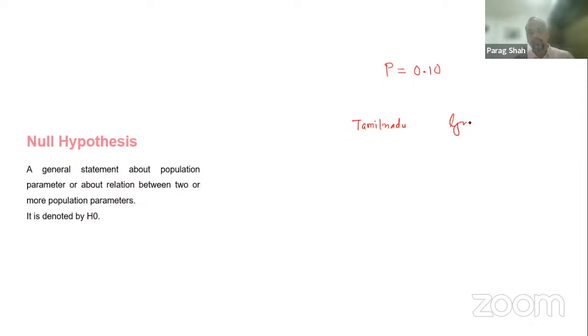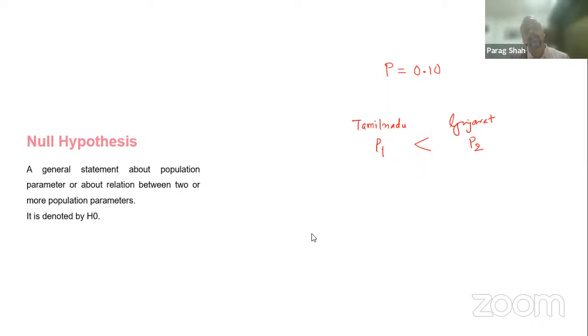and Gujarat, I want to compare where there are more diabetic patients. So proportion of diabetic patients in Tamil Nadu is P1, proportion of diabetic patients in Gujarat is P2. I want to compare where there are more diabetic patients. Okay, Gujarat is considered to be the hub of diabetes. Gujarat is considered to be the hub of diabetes. On average, that's true.